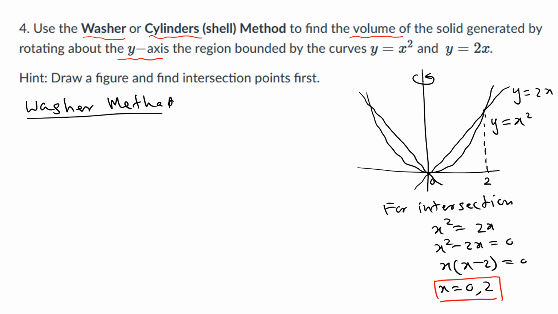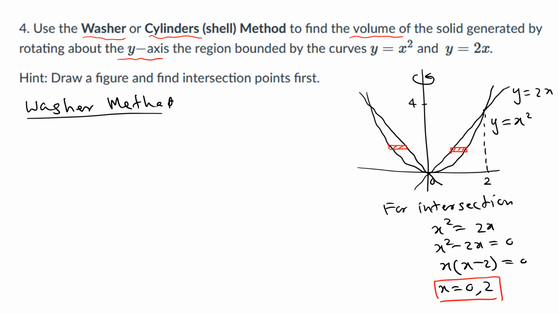This is the washer method. We're going to cut this into washers. A typical washer is going to look like this. There's one part right here, the other part is over there. That's the typical cross section of a washer. If you use the washer method, you can see that the washer moves along the y direction, so the integral is with respect to y. The limits go from 0 to 4.